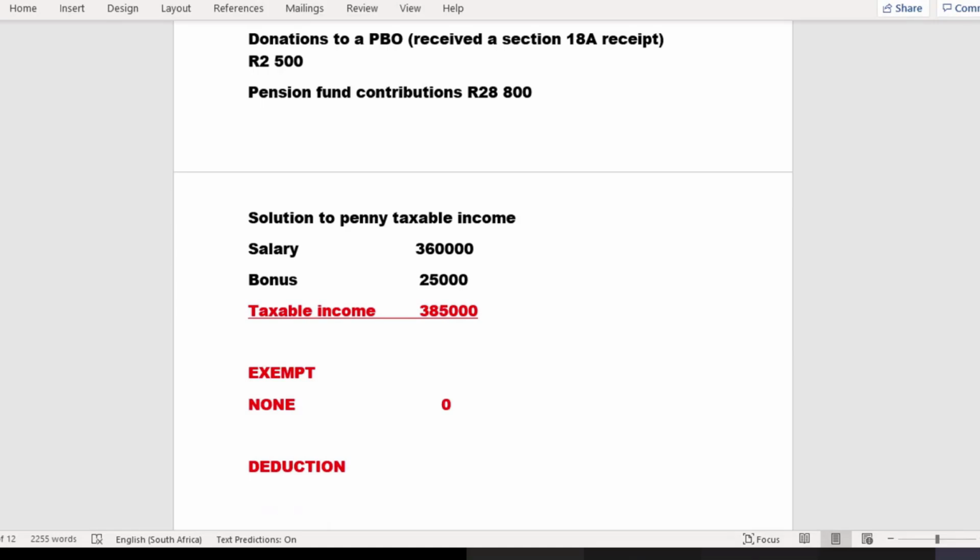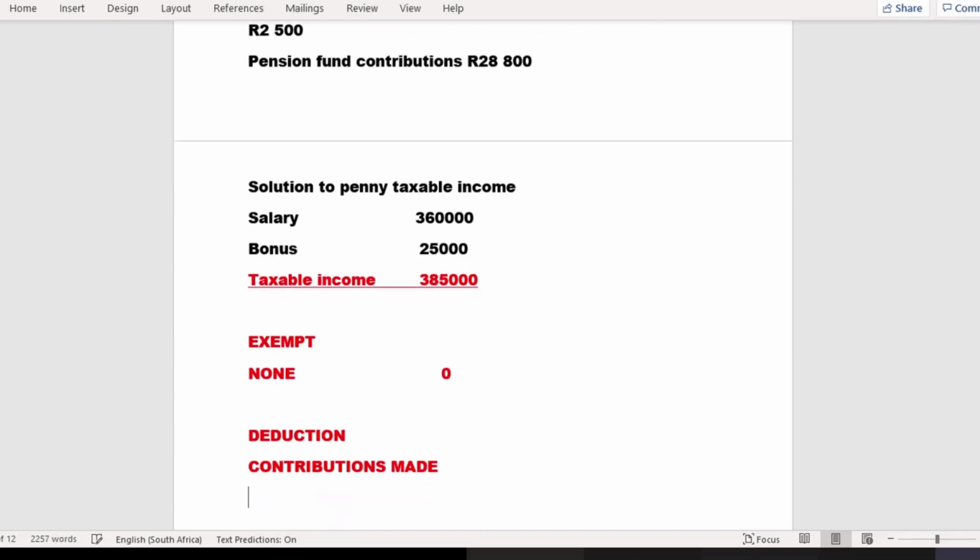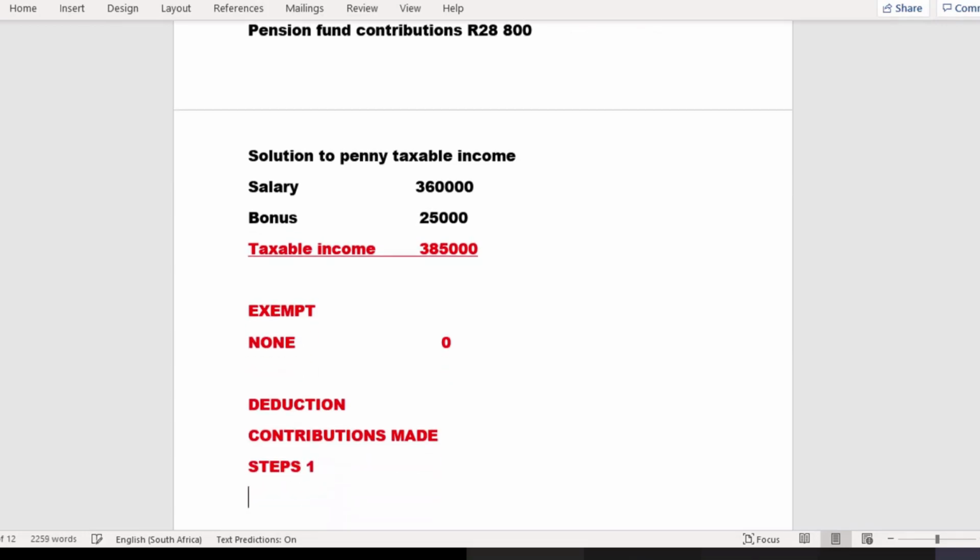So you're going to have contributions made, and you're going to follow your steps. You need to show me that you're following steps. Step number one, you need to determine what's called the percentage limit. Okay. Now we are bringing that 27.5% along with 350,000 rand. So step one, you're going to determine the percentage limit.